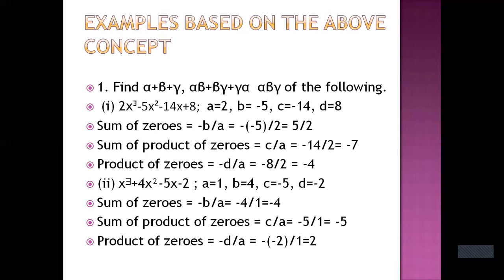The same thing we will verify with another example. Let us see how to find the sum, the product and the sum of product of zeros of the given polynomial. Another example: x cube plus 4x square minus 5x minus 2. Again write all the coefficients. We are finding the values only through the formula, that is, through the coefficients. So the sum of zeros through the coefficients formula is minus b by a, that is minus 4 by 1, which is minus 4.